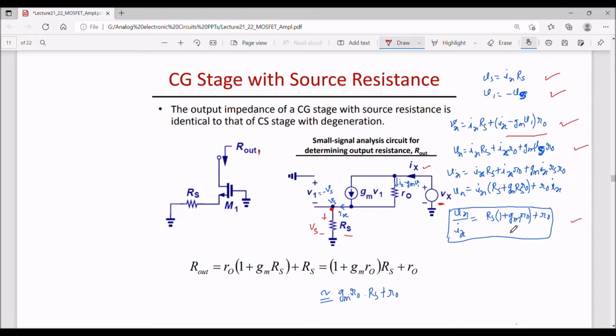And if I say Gm R0 is much greater than 1, then I can write this relation. We are left with Gm R0 Rs plus R0. So this is the total output impedance without drain resistance. With drain resistance, we'll simply say that now the drain resistance is in parallel with this impedance. So the total output impedance is this much, including drain resistance.